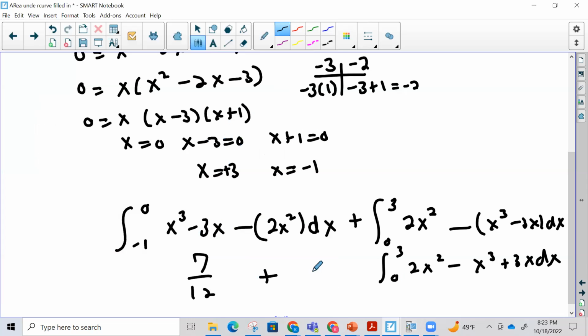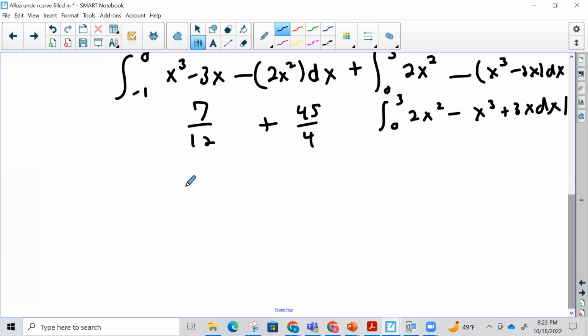So 45/4. And then to get the total area, you would add those two together. So you would do 7/12 plus 45/4, which is 71/6.